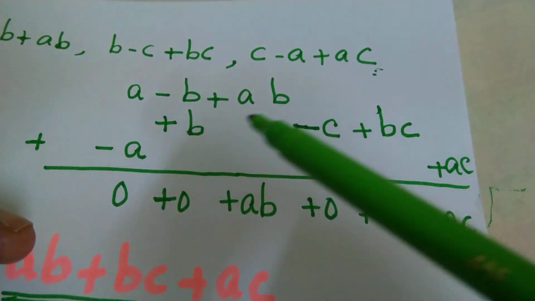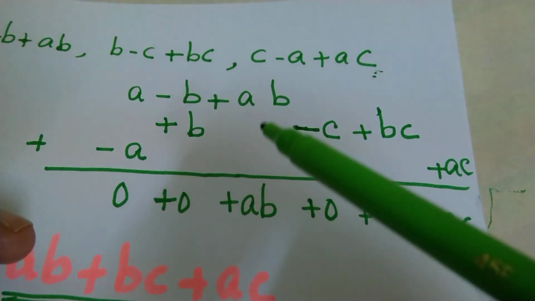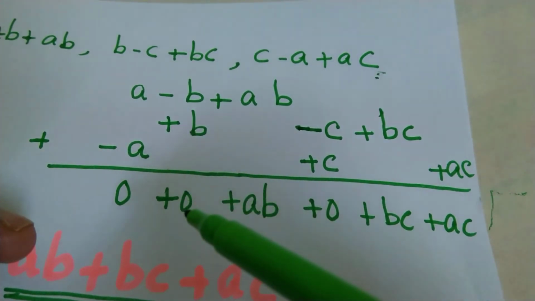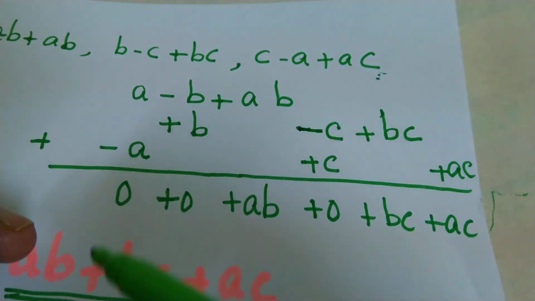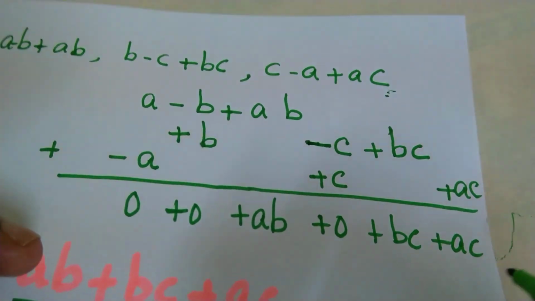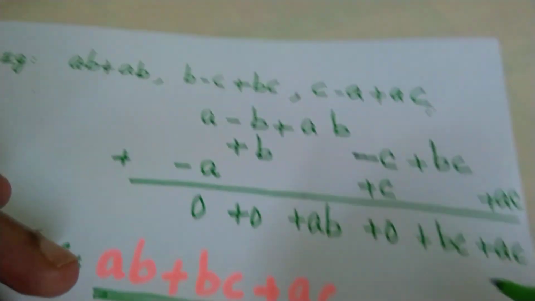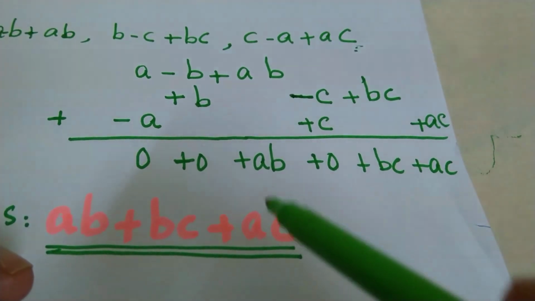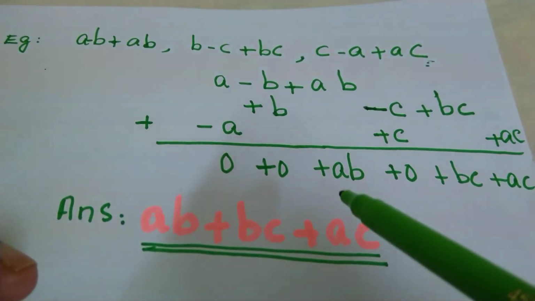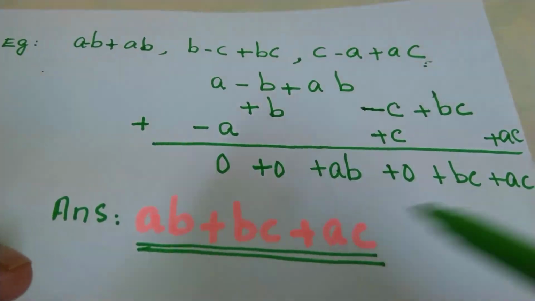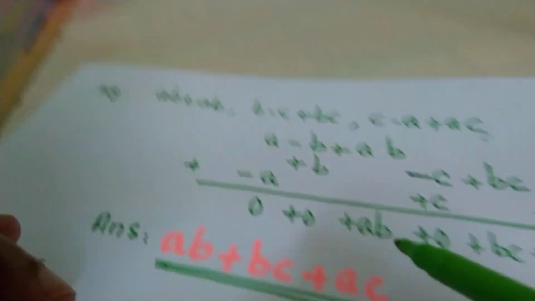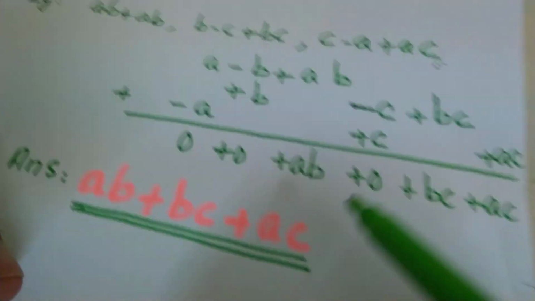Now only one AB we have here, so we wrote it in the answer. Then minus B plus B, again the answer is 0. A minus A, the answer is 0. So we can avoid the zeros in the answer. So our sum, our answer, is AB plus BC plus AC. So today we discussed the addition of algebraic expressions.